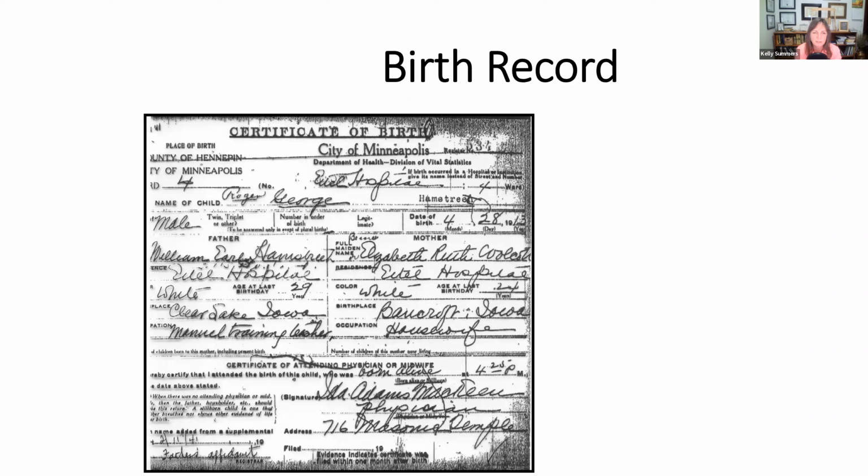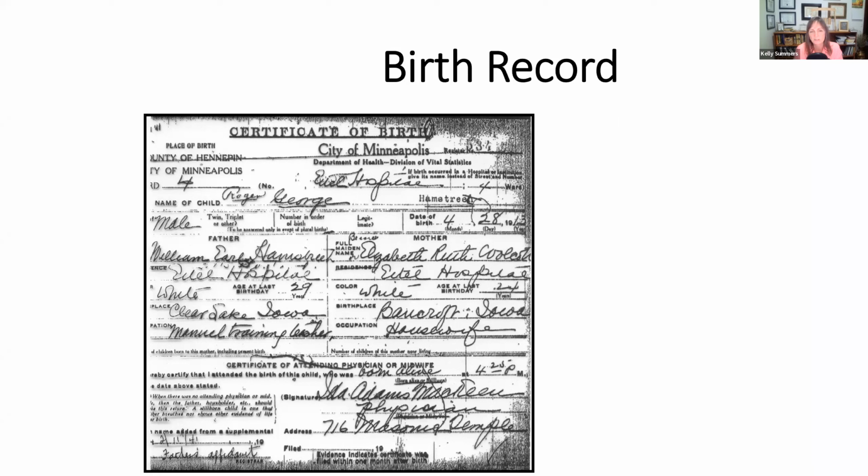Here we have a birth record. This is a birth record for Roger George Hamstreet, who was born the 28th of April, 1913. His parents are William Earl Hamstreet and Elizabeth Ruth Walcott. Now, the information about this would be considered an original because it was created at the time of the birth. The information in this document that is considered primary would be the name of the child, the date and the place of the birth. The next information about the parents' ages and their birthplaces would be considered secondary.